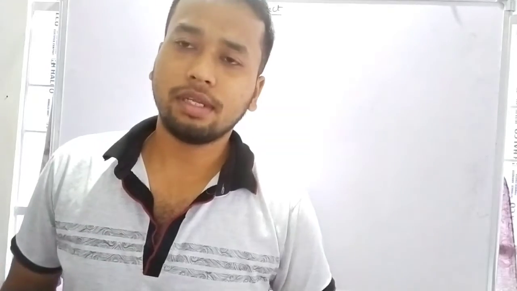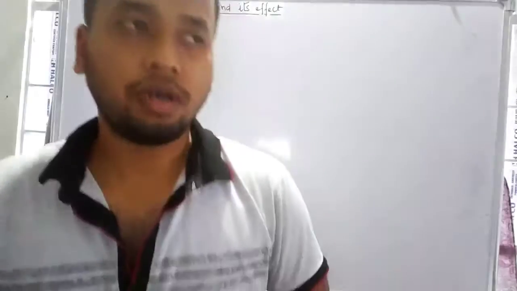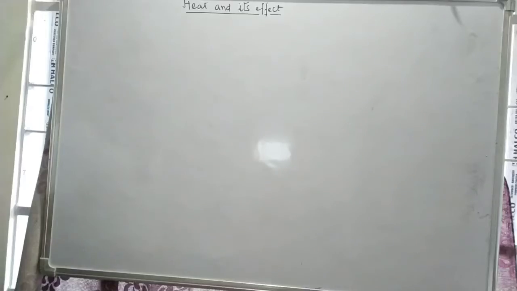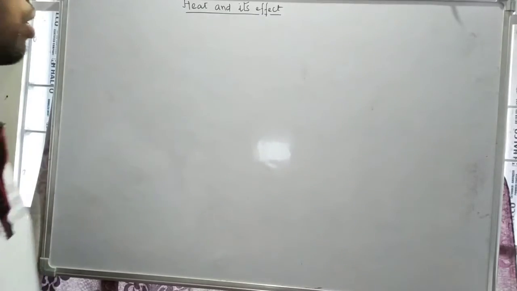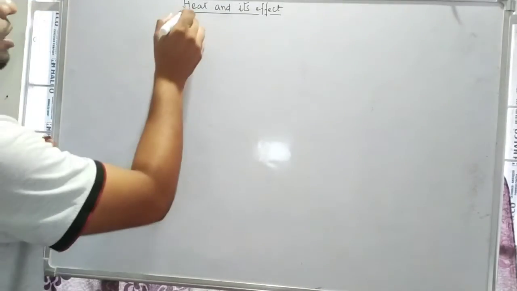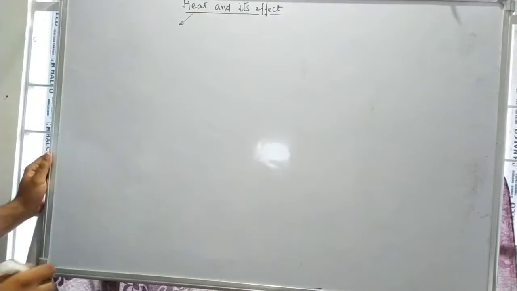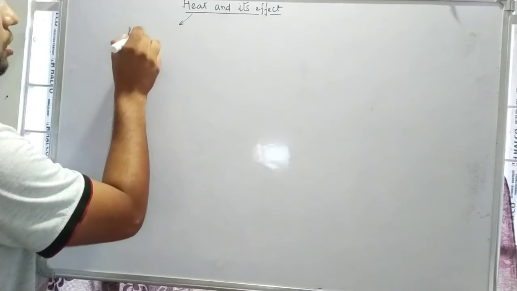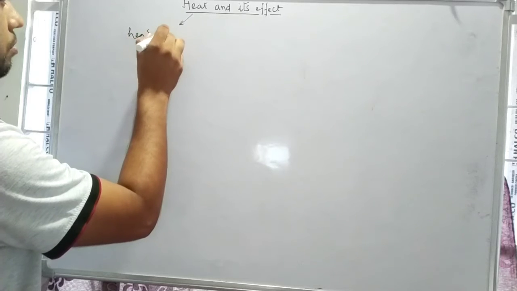Hi students, today in this video I am going to start the chapter Heat and its Effects. That is the first chapter of the physics portion from the class 7 syllabus. Okay, so first let us understand this term. What is heat? Heat is a form of energy.